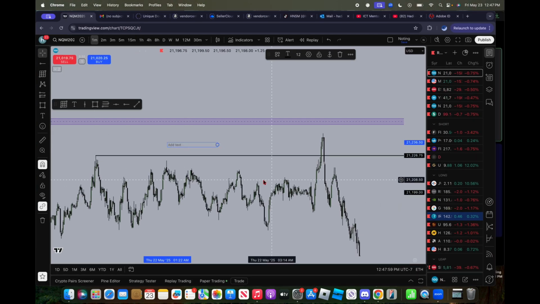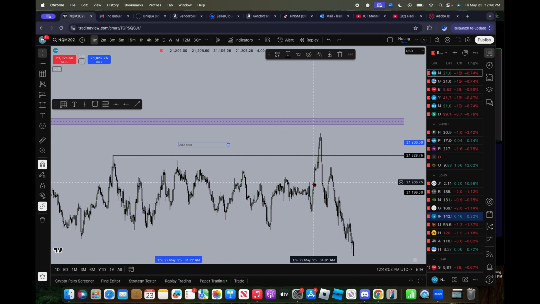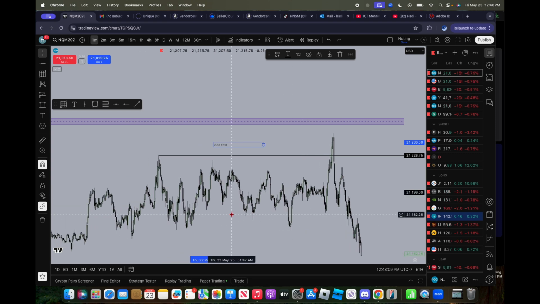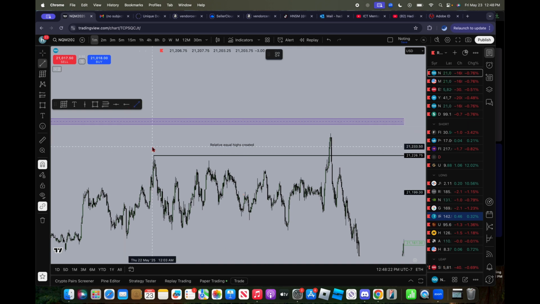So we have all these relative equal highs. I'm just going to write out a bearish scenario, and then you can apply it vice versa. And if you need the bullish scenario written out too, then I'll do it too. But just relative equal highs created. So all this right here.